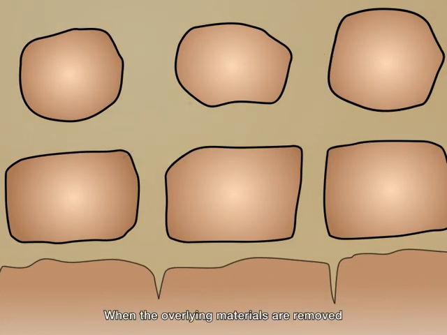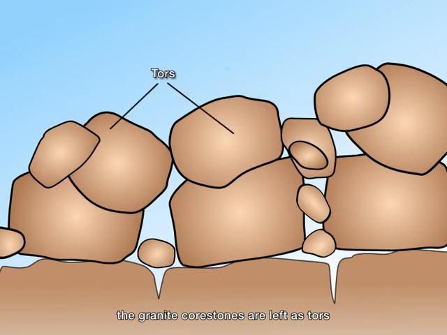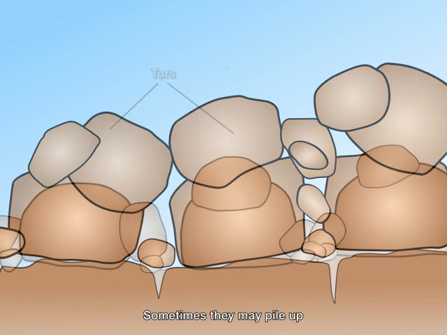When the overlying materials are removed, the granite core stones are left as tors. Sometimes they may pile up.